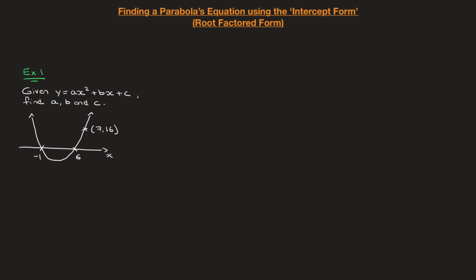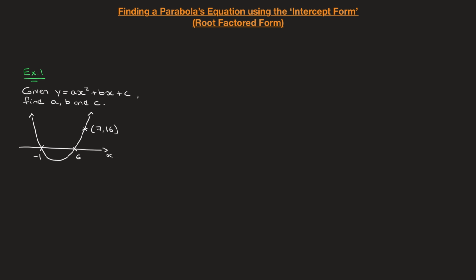Back to this first example, we're told, given y equals ax squared plus bx plus c, we need to find the coefficients a, b, and c. And we have a sketch of a parabola underneath here. So when we're told to find a, b, and c, we're essentially being told to find this parabola's equation in its standard form, which is what I'm hovering under right now.